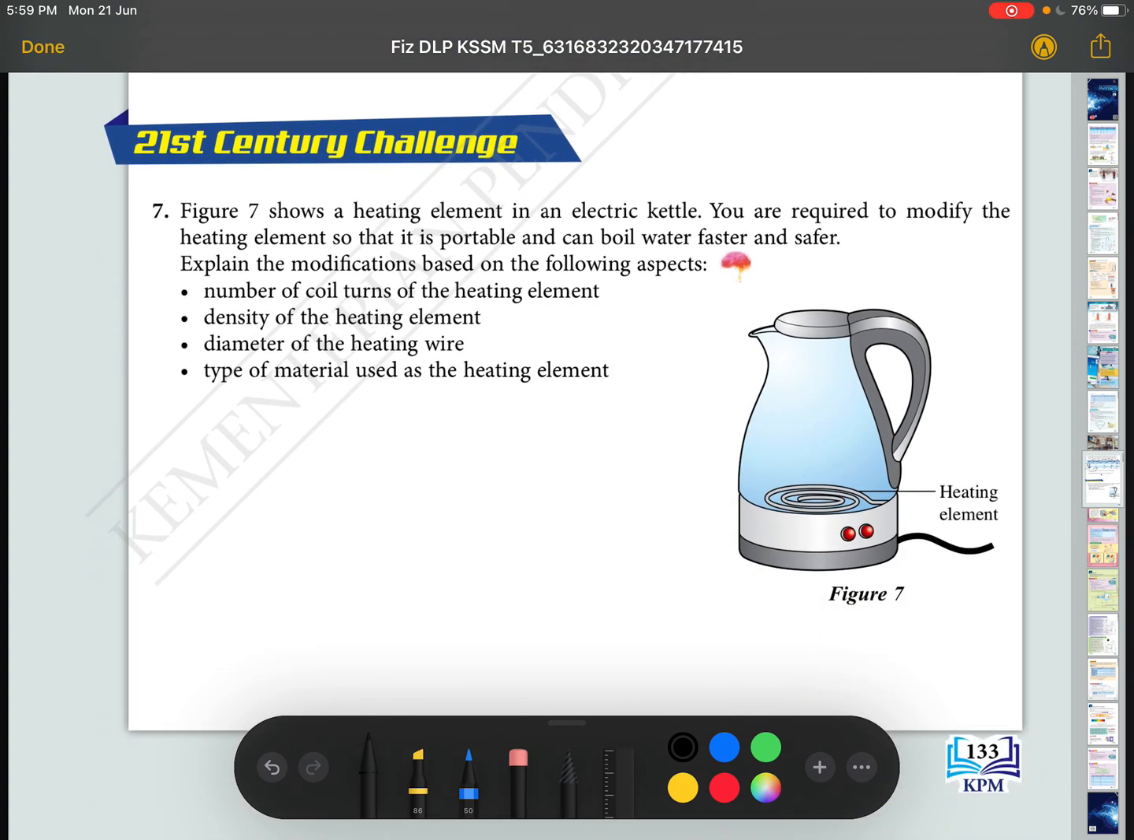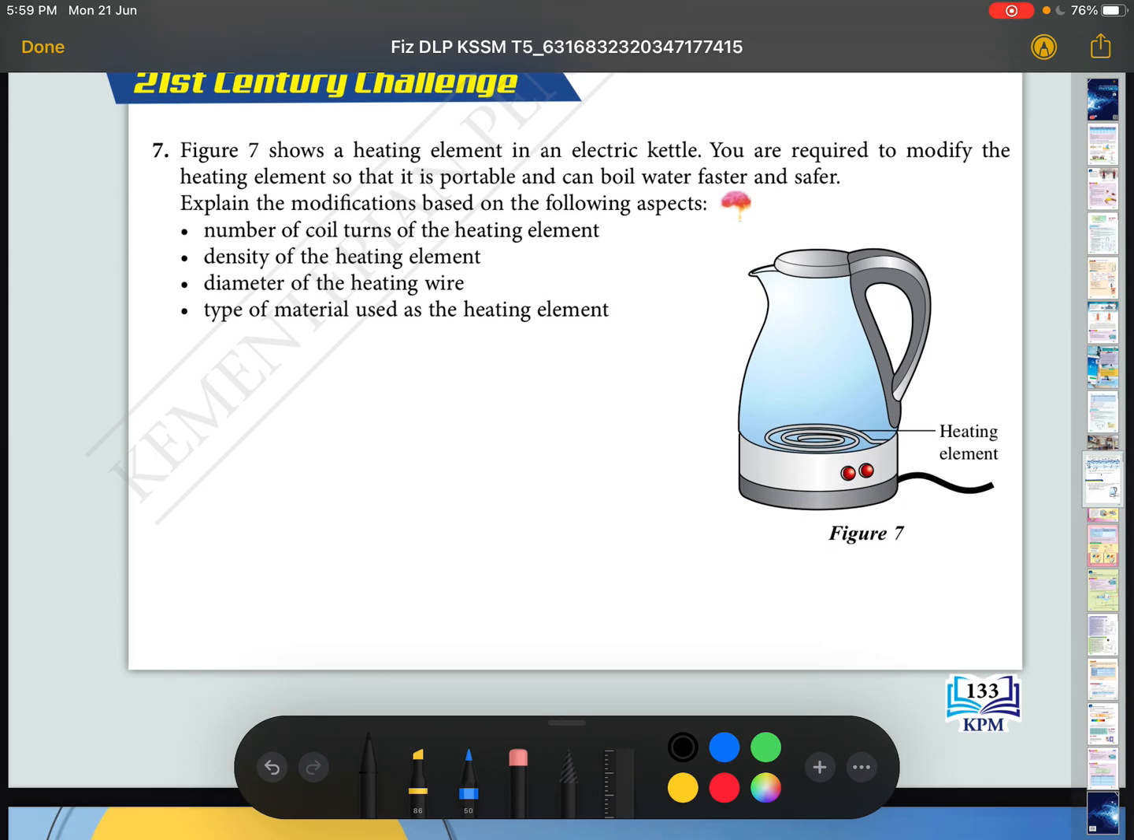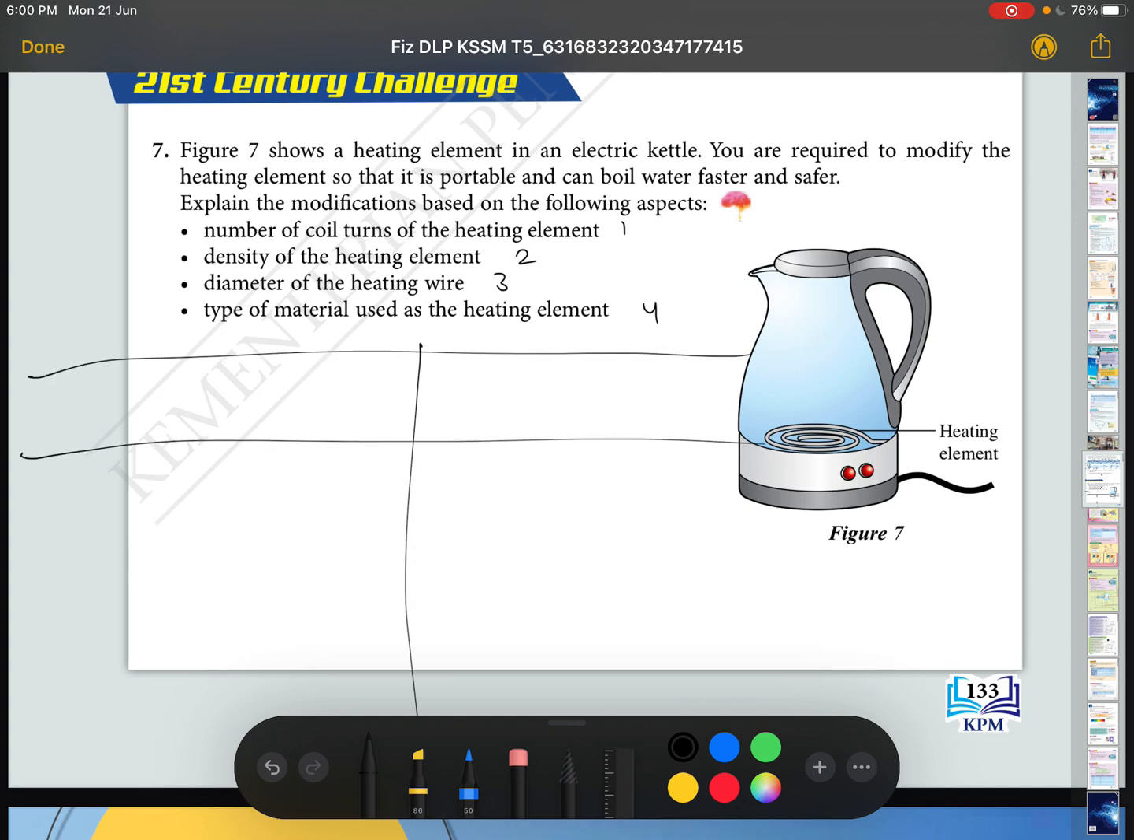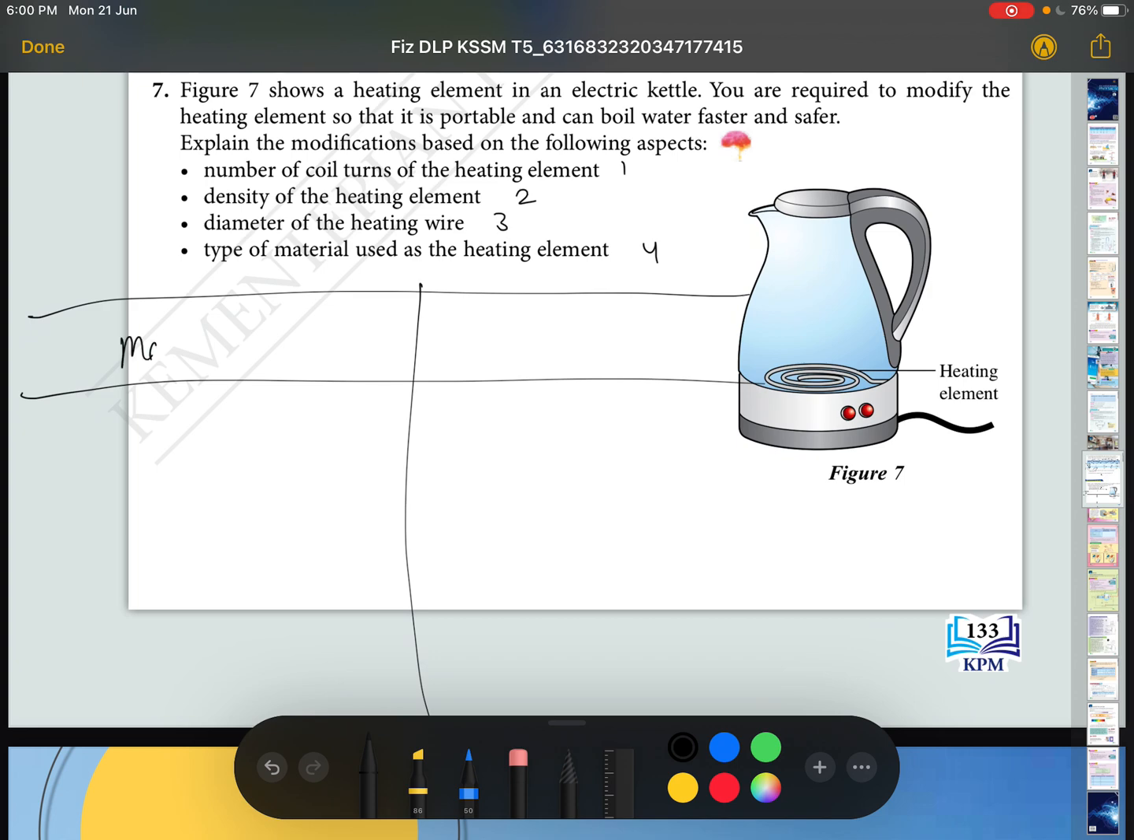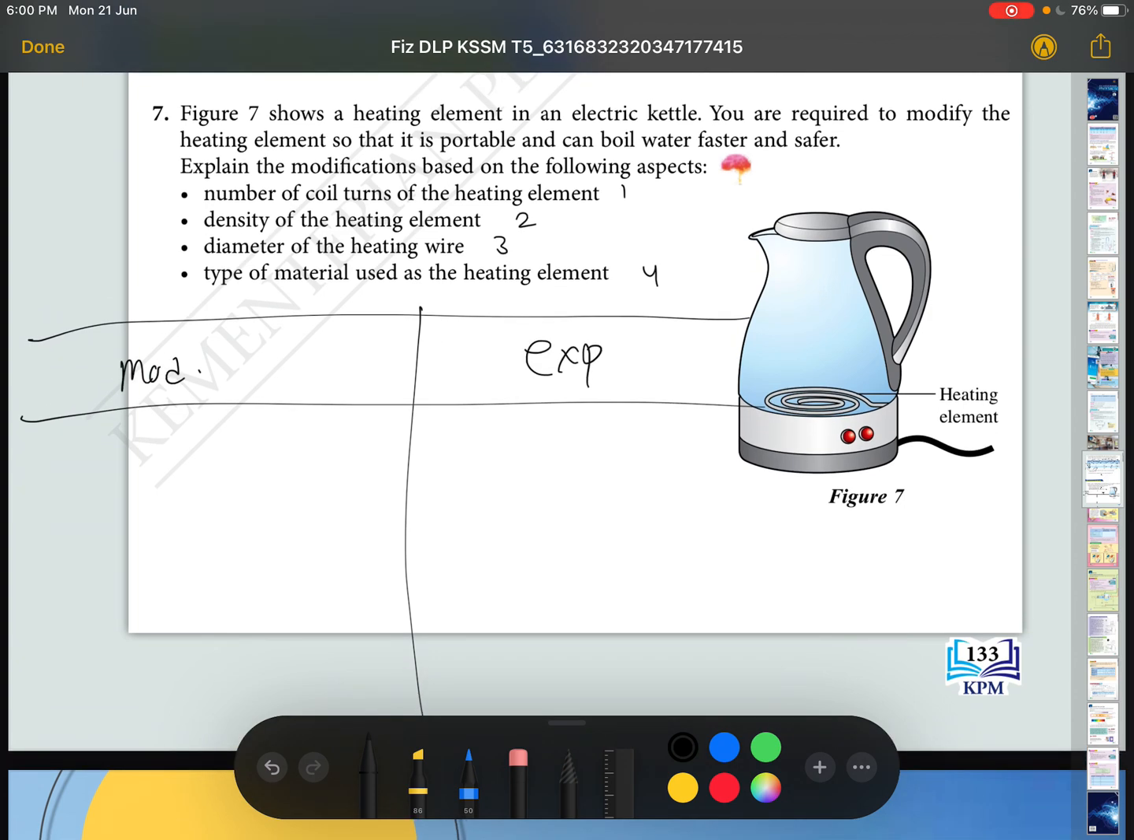Okay, the last question. Explain the modifications based on the following aspects. Number of coil turns of the heating elements is 1, density 2, diameter 3, type of material 4. So I'm gonna do another table. So modification, explanation. I'm not gonna write full sentences.